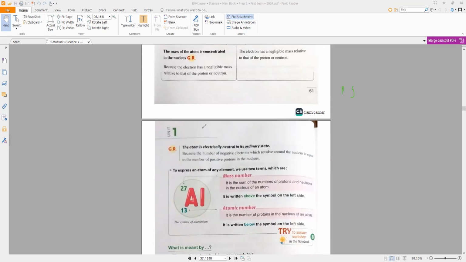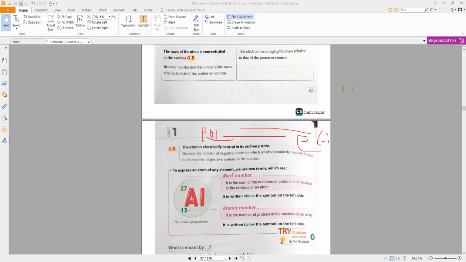The number of protons, which are positive, is equal to the number of electrons, which are negative. So the positive charge equals the negative charge, and the atom is neutral in its ordinary state. The reason the atom is electrically neutral in its ordinary state is that the number of protons, which are positive, equals the number of electrons, which are negative.